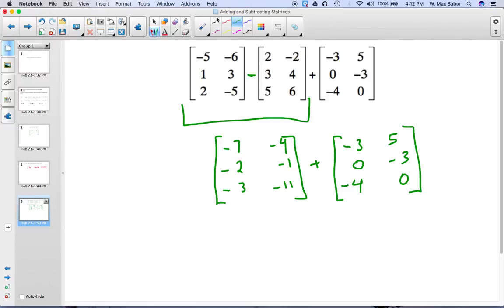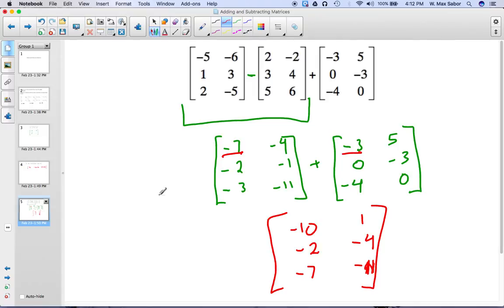And we'll add corresponding entries once again. So -7 plus -3, giving us -10, -4 plus 5, -2 plus 0, -1 plus -3, -3 plus -4, and -11 plus 0. It's supposed to be a -11. So that is how we add and subtract matrices.